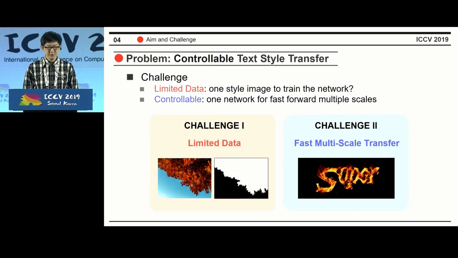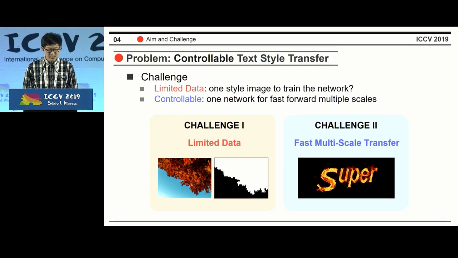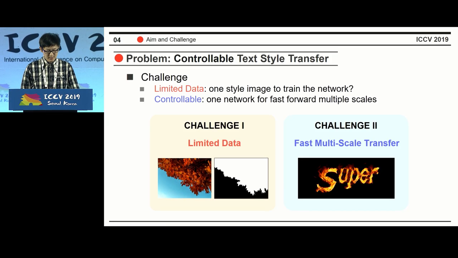But we will face two challenges. First, with only one reference style image available, how to train our network? Second, how to train one network to support multiple deformation degrees? Let's see our solution.